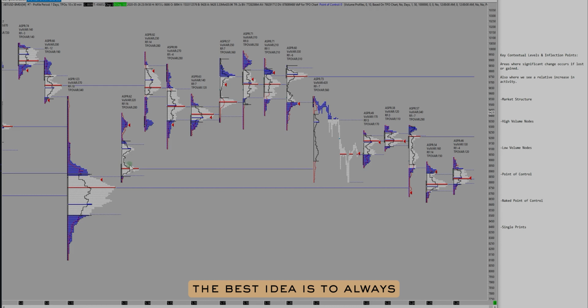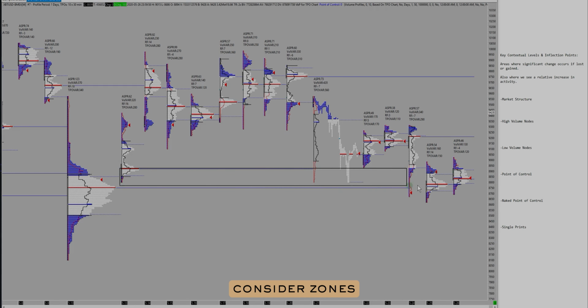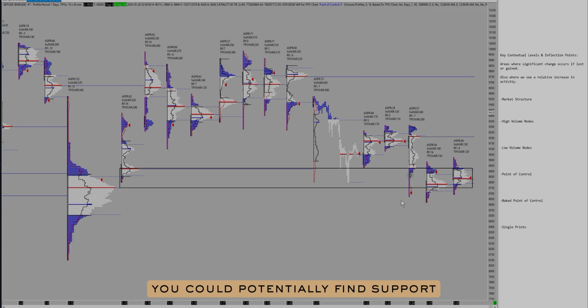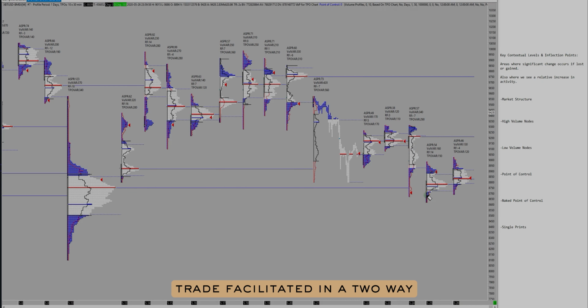So again, the best idea is to always consider zones, so you have an idea of where you could potentially find support. Generally, remember, point of control is where the market was most accepted. So when trade comes back into this level, we can expect at first a bounce, but we might just see trade facilitated in a two-way fashion again, where the market comes back into balance, right? Where it starts establishing fair value and a value area again.